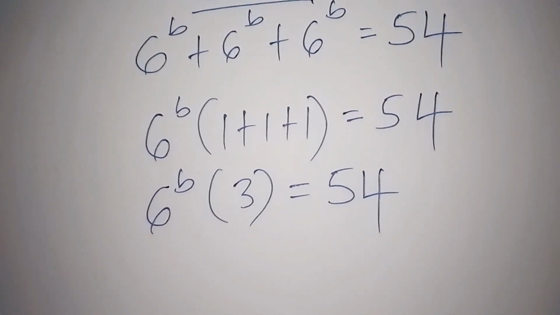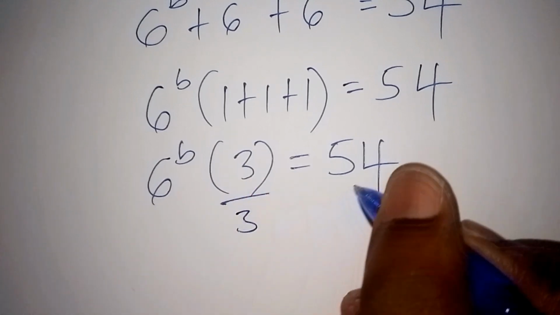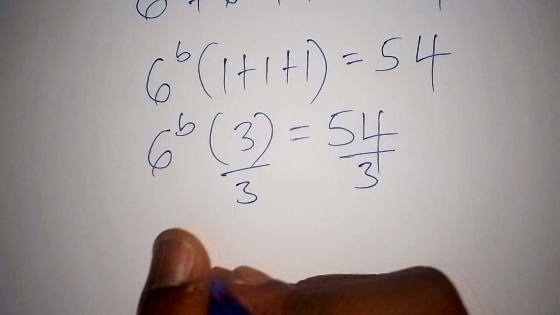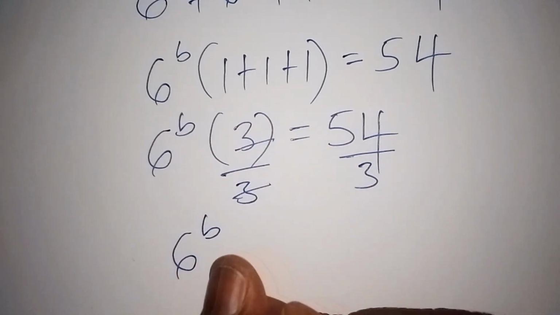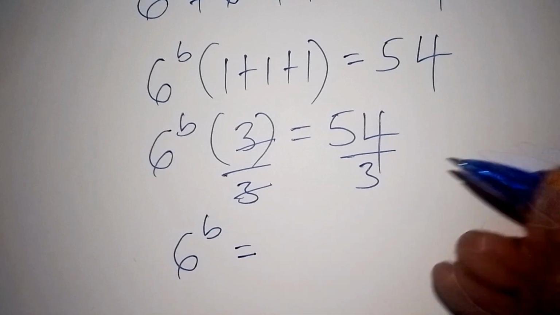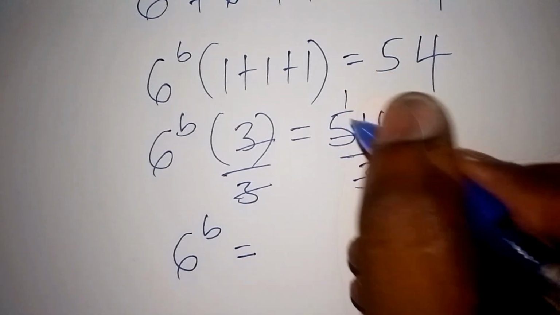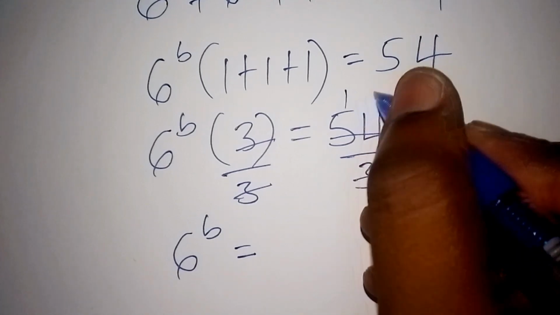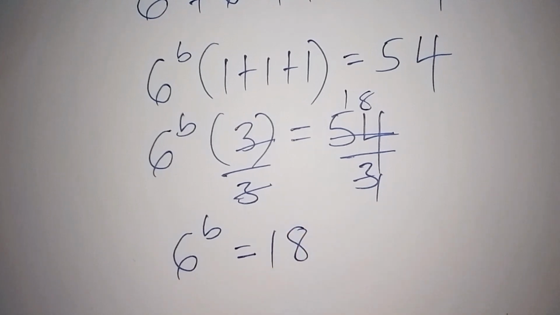So what do we do in this case? For those who have worked it out, I believe now you understand. So now we shall divide both sides by 3. So 6 to the power of b, the 3 and 3 shall cancel, so we shall remain with this one, is equal to, so what is 54 divided by 3? 3 into 5 is 1, remainder 2, 3 into 24 is 8, so 6 to the power of b is equal to 18.